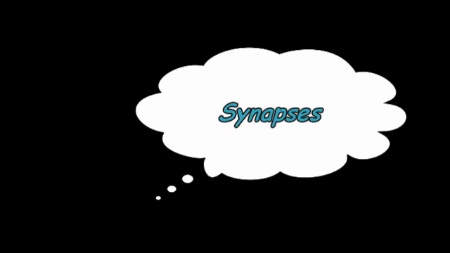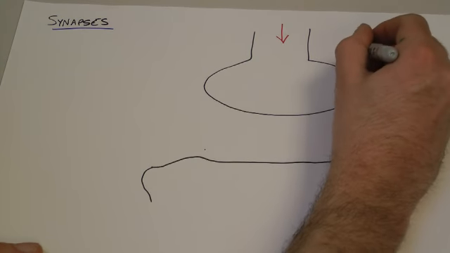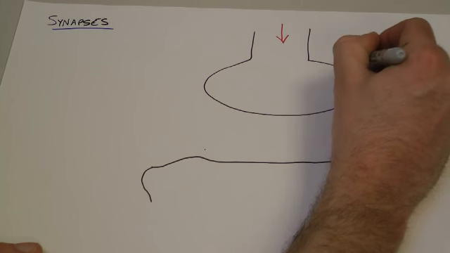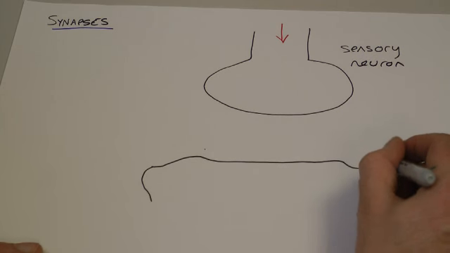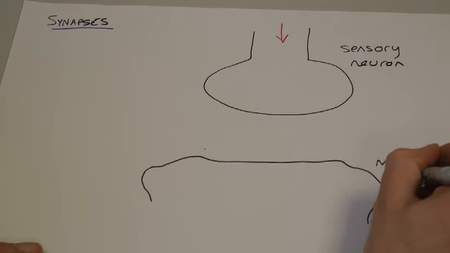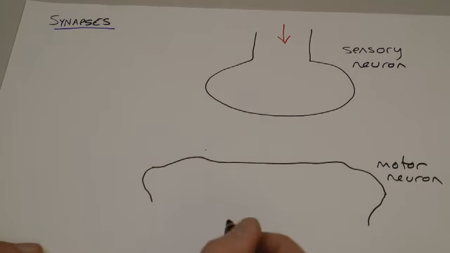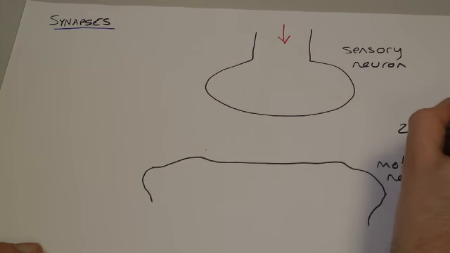Right, this is synapses. A synapse is the gap between two neuron cells. Neurons don't actually touch each other. So here we might have, for example, a sensory neuron, and this might be the next neuron, the motor neuron. So there's actually a very small gap.